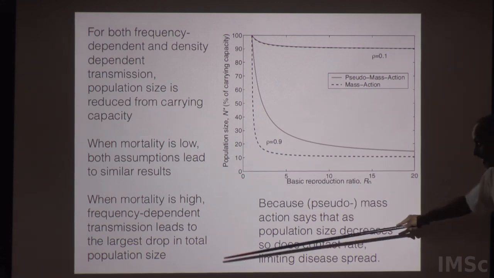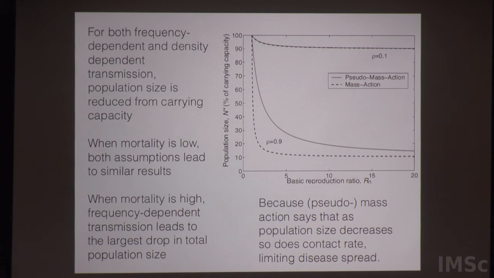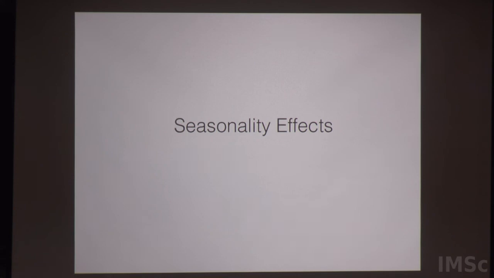So when mortality is high, frequency dependent transmission leads to the largest drop in total population size, and that's because the pseudomass action, which is density dependent transmission, says that as you decrease population size, the contact rate itself decreases. Remember, because the force of infection has a factor of 1 by N inside it. Because of that, you tend to infect people less, so your numbers don't change all that much.